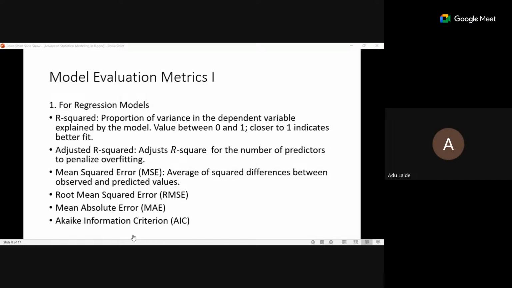But okay, so what's the difference between correlation and simple linear regression?